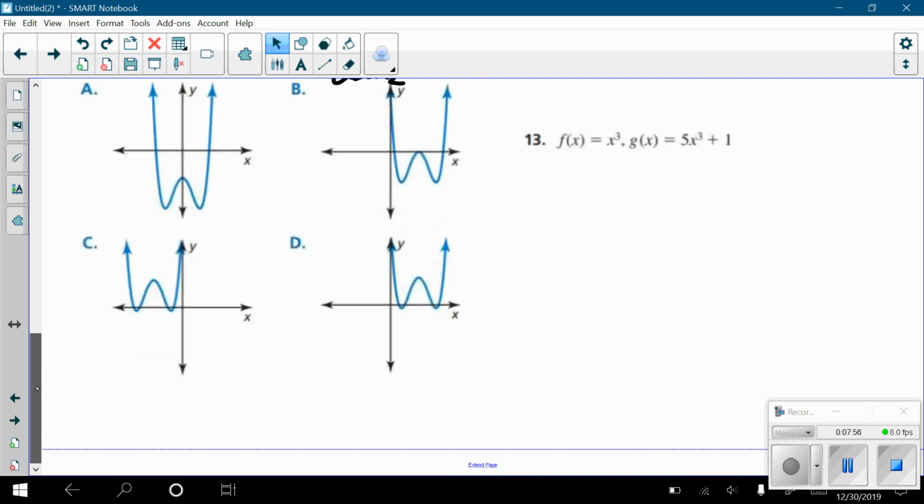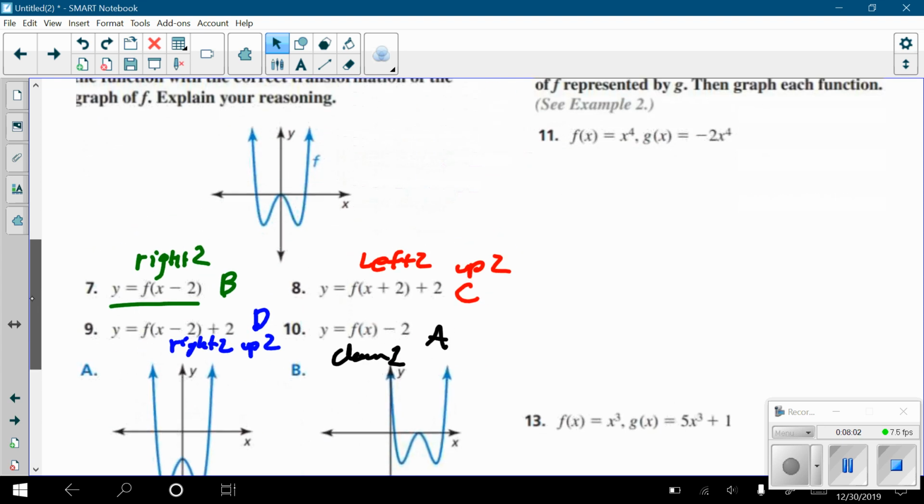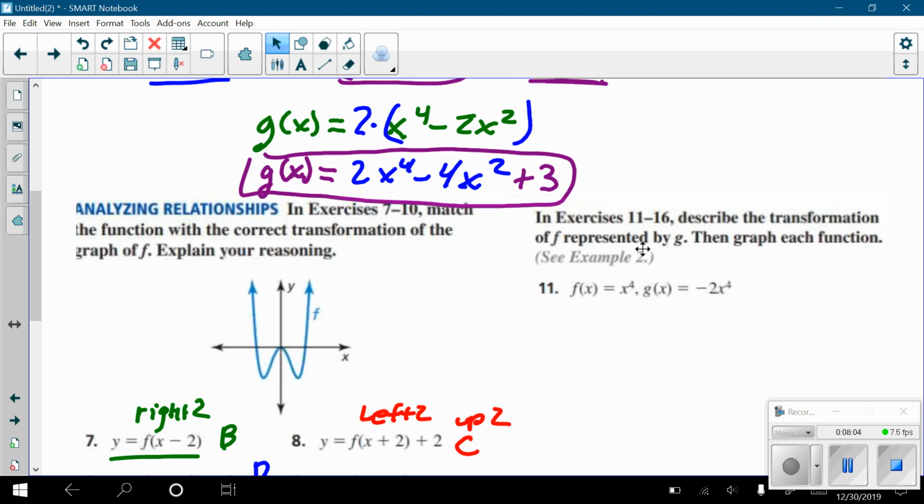All right, I just want to do a couple more here. Same kind of idea here. Describe, actually, you guys can do these too. It says, describe the transformation and then graph each one. Once you pause, try those, unpause, and we'll check.